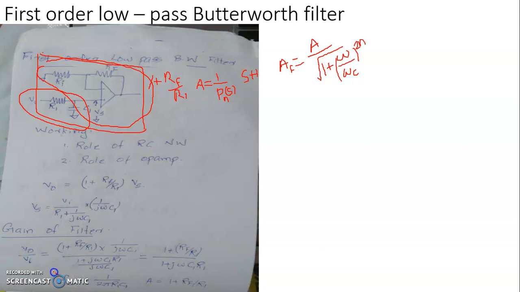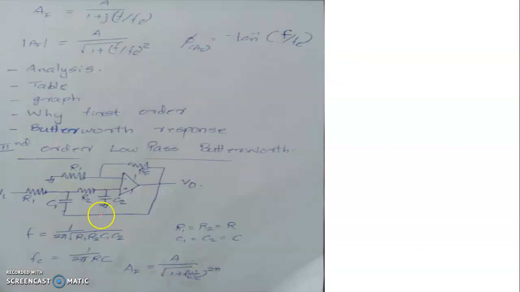Generally, Fc is also labeled as a characteristic high corner frequency of the filter, because this is the maximum frequency that will be allowed to pass through in the midband region. Fc is equal to 1 by 2 pi R1 C1, and we substitute 1 plus Rf by R1 as A, equal to 1 plus Rf divided by R1. Now fixing a particular value for Fc and taking different values of operating frequencies or the input frequency, we will tabulate the variation of the gain.